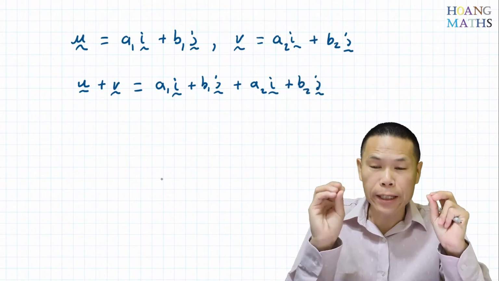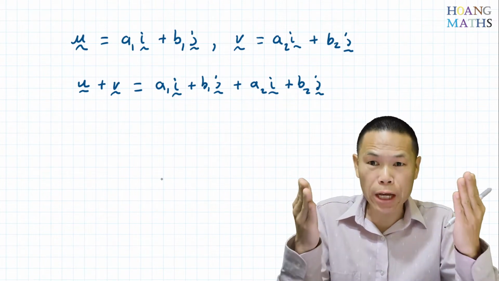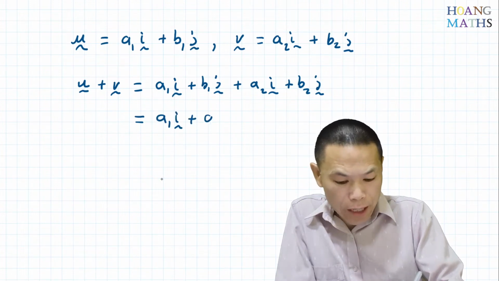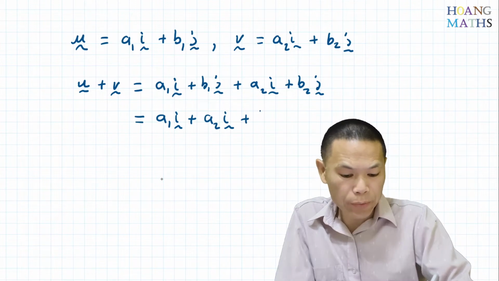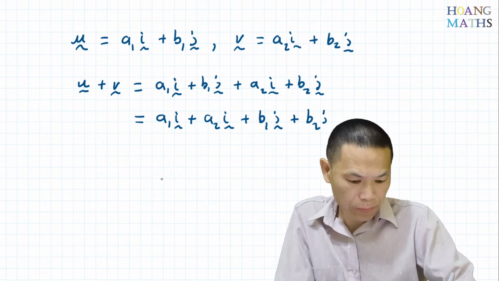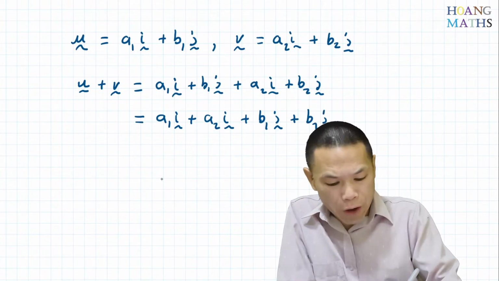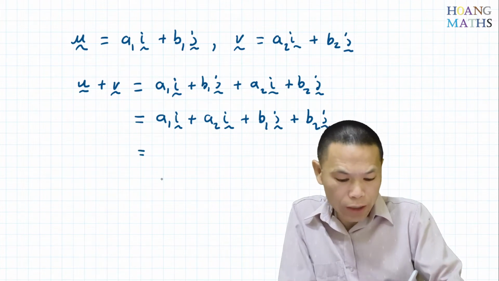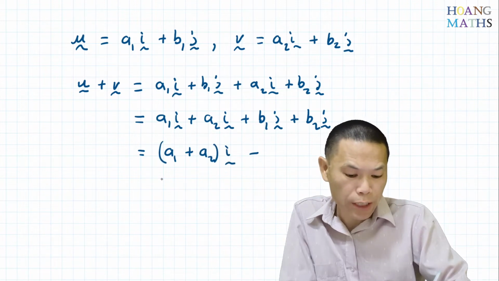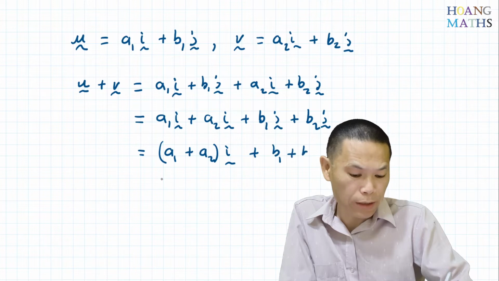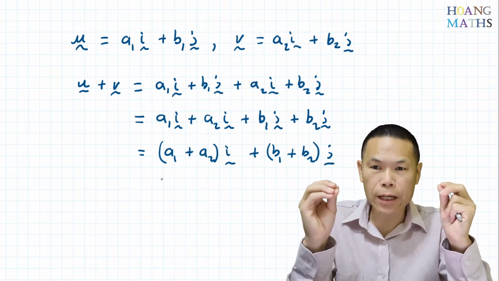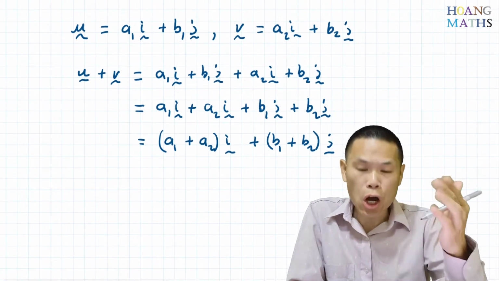So now we just add the i components together and the j components together. So that is a1 i add a2 i, and we add b1 j with b2 j. If I take the common factor out for the i component and the j component, that will give me a1 plus a2, and this is the i component, and this is b1 plus b2. This is for the j component. This is in vector component form. Or we can write in column notation.